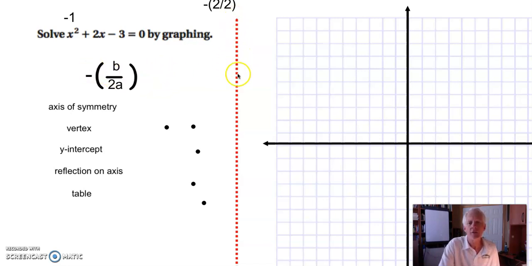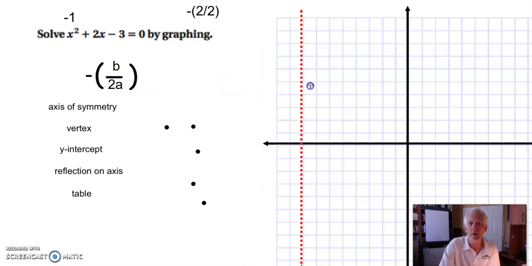First, find the axis of symmetry. If b is 2 and a is 1, negative b over 2a: 2 times 1 is 2, and negative 2 over 2 is negative 1. So my axis of symmetry is negative 1. So I can put my line right over there.